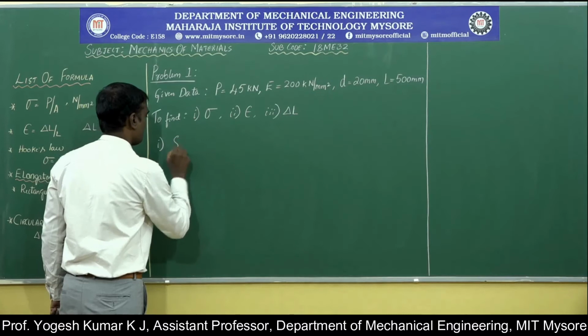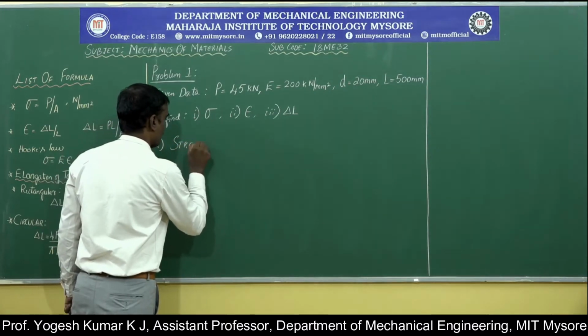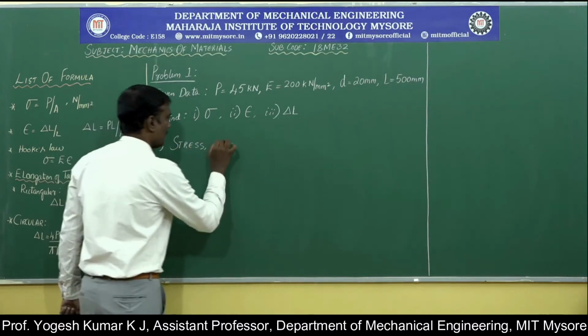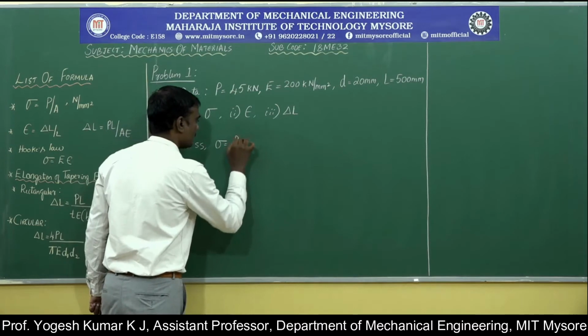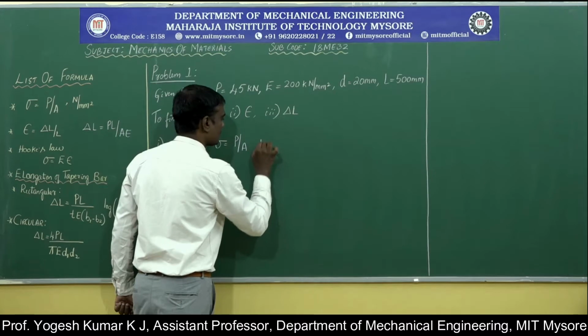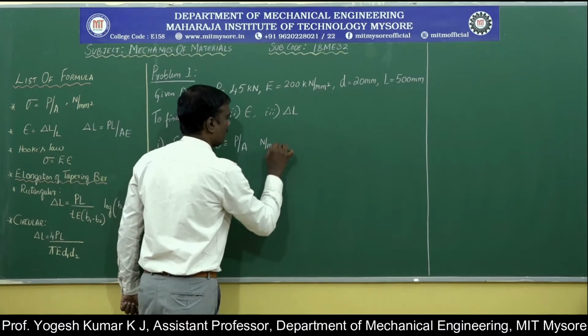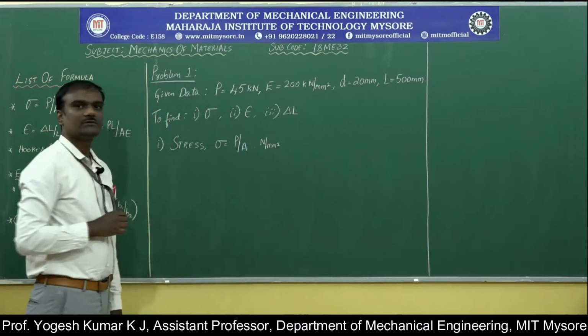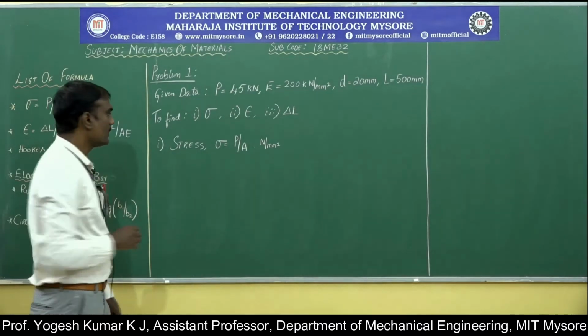So the first one, stress sigma equals P by A. The unit of stress is Newton per mm square.